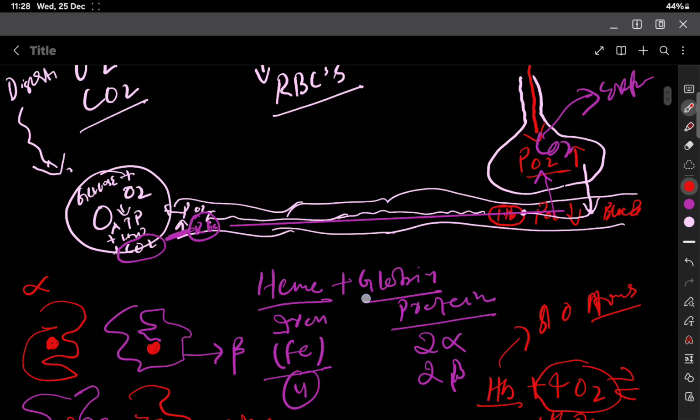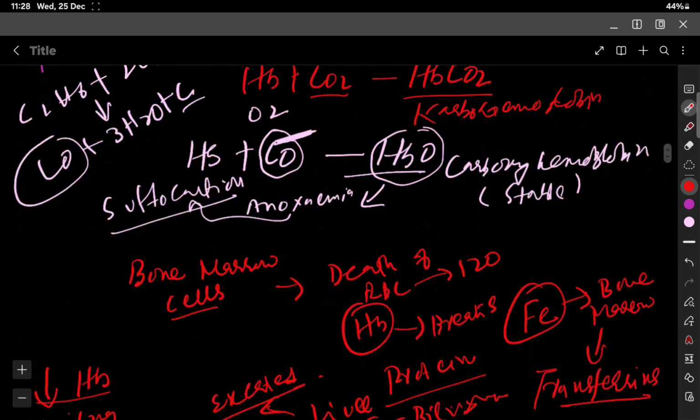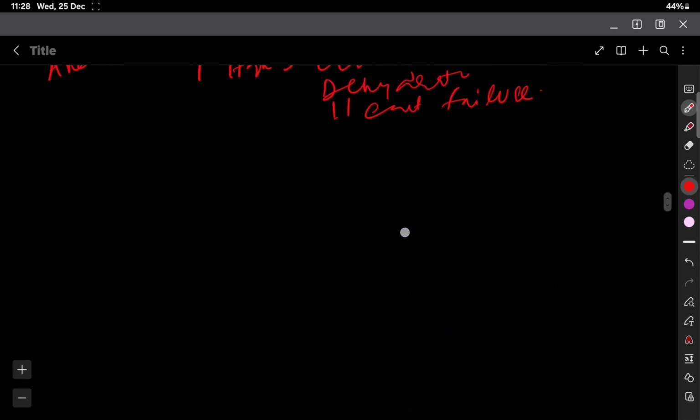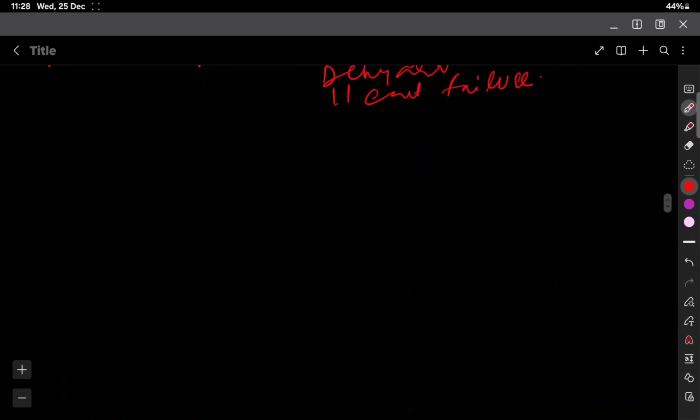Hemoglobin is synthesized in a complex series of events. It is a complex process, which I will explain here. So we are going to study the formation of hemoglobin.